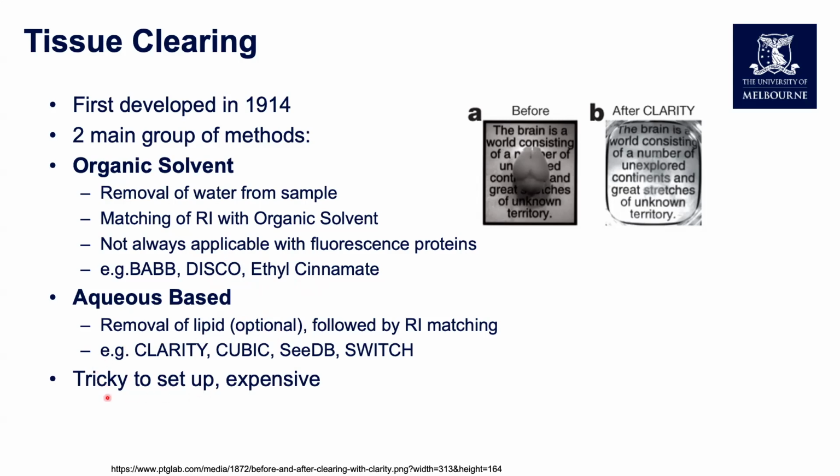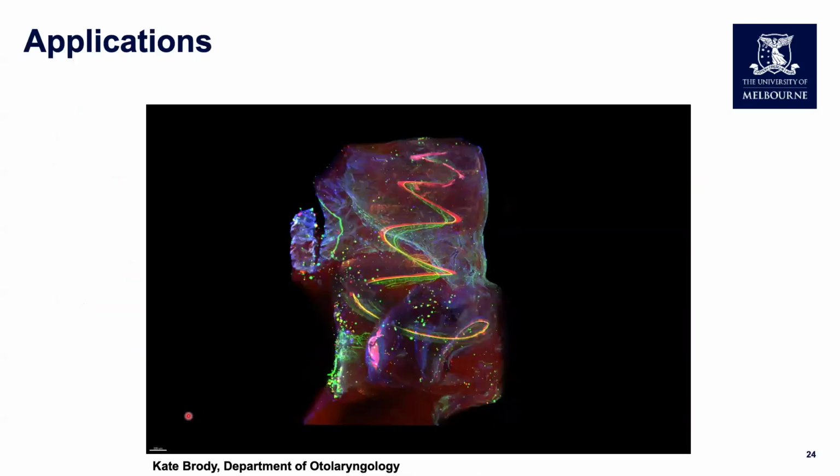One of the downsides here is it can be quite tricky and difficult to set up and quite expensive depending on which of the clearing approaches you decide to take. But again, we can help put you in touch with people that may have already cleared the tissue that you're interested in. One example data set that we have, this should be a video, but doesn't look like it wants to play.